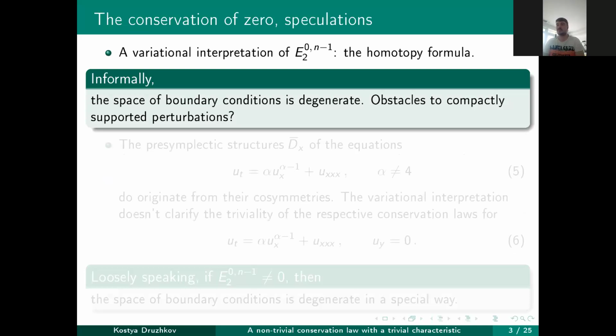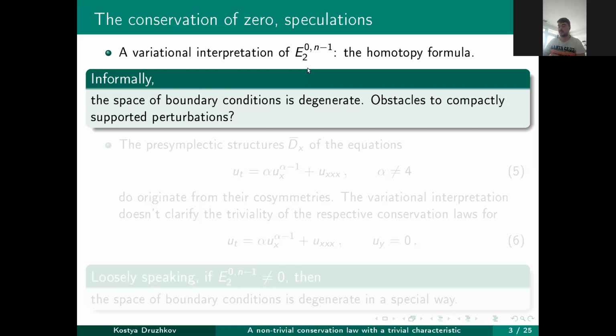This conclusion is not rigorous, but it is based on a variational interpretation of this term. We can use the standard homotopy formula, not the horizontal one, just the usual homotopy formula, in order to interpret the elements of this term. Informally speaking, the space of boundary conditions has to be degenerate if we have non-trivial elements of this group on the second page, because there are some obstacles to compactly supported perturbations.